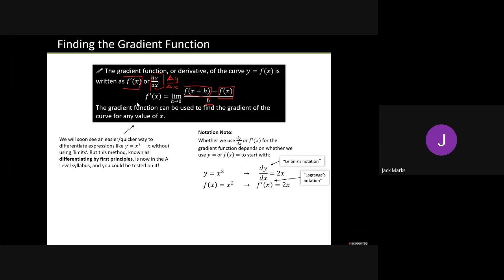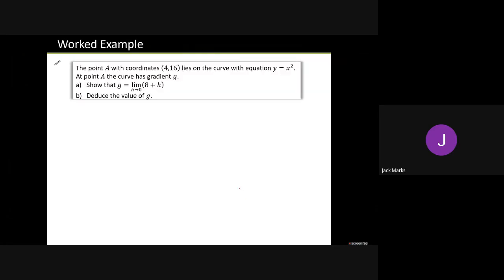There are different notations for it as well, but often you will write it like this, or like this. So let's do another example for you. Let's do a quick sketch as well to start with. Y equals x squared. So the point (4, 16) lies on there. Well, of course it does, because 4 squared is 16. So (4, 16).